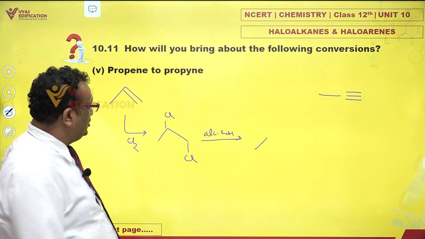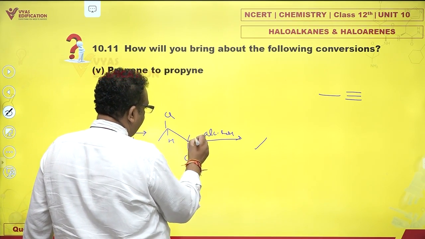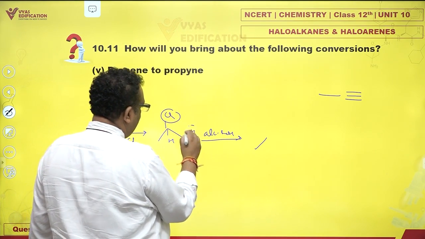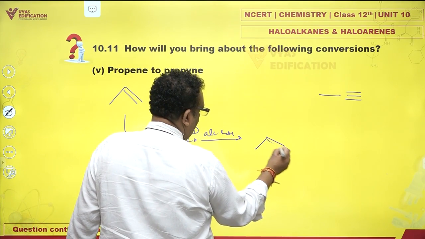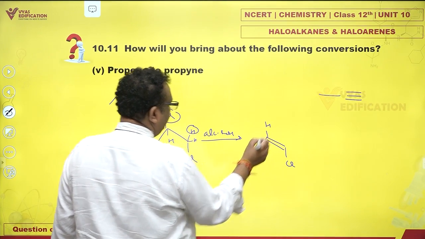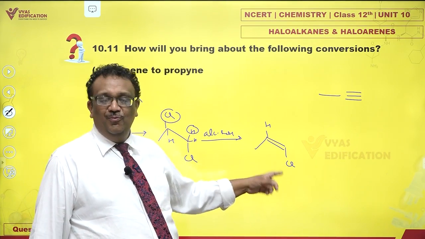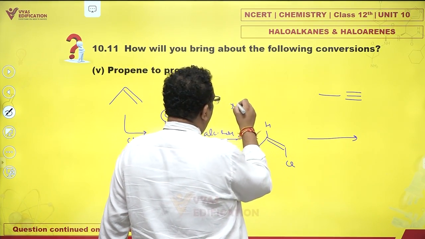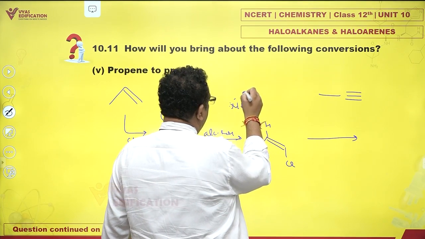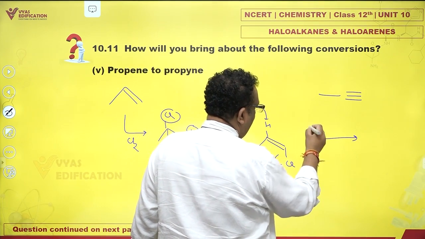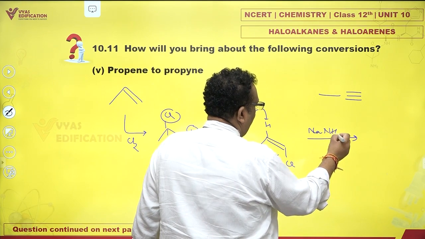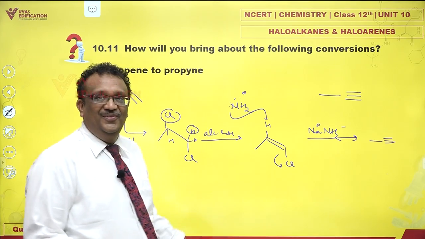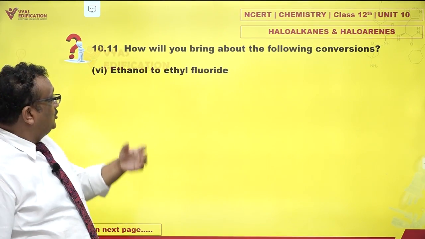You get dehydrohalogenation. H and Cl can be removed and you get this. All you need is to remove one more HCl. How do we do that? Add sodamide. Vinylic halides can be removed using sodamide, NaNH2. Very powerful base. The end. That's it.